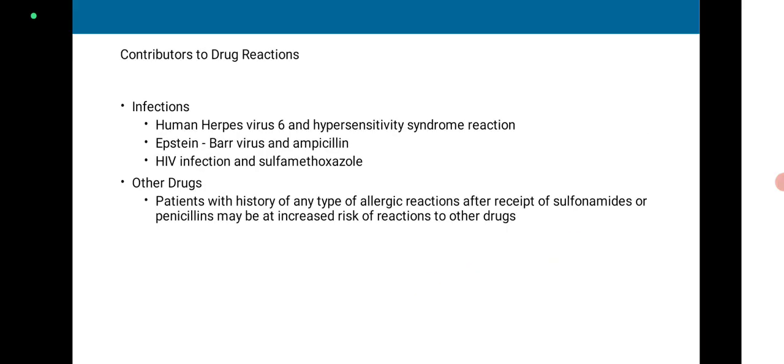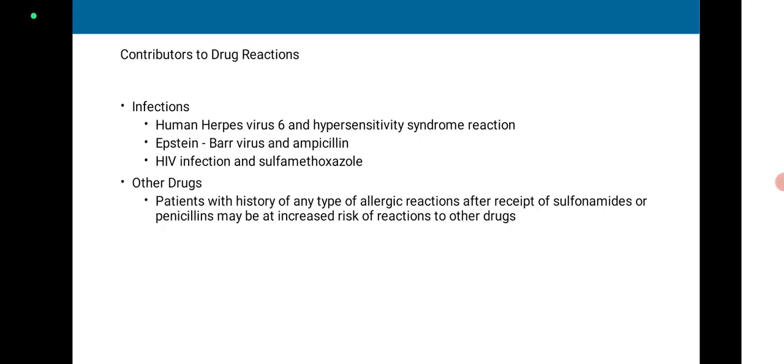Now, what are the other contributors to drug reactions? Some drugs, some diseases, and some infections can also cause adverse drug reactions. Examples include infections. Human herpes virus 6 can cause hypersensitivity syndrome reaction. Epstein-Barr virus can cause ampicillin hypersensitivity, and HIV infection can cause sulfamethoxazole hypersensitivity.